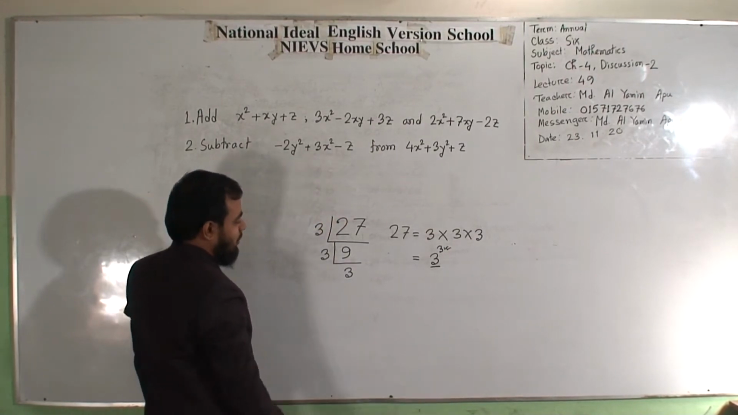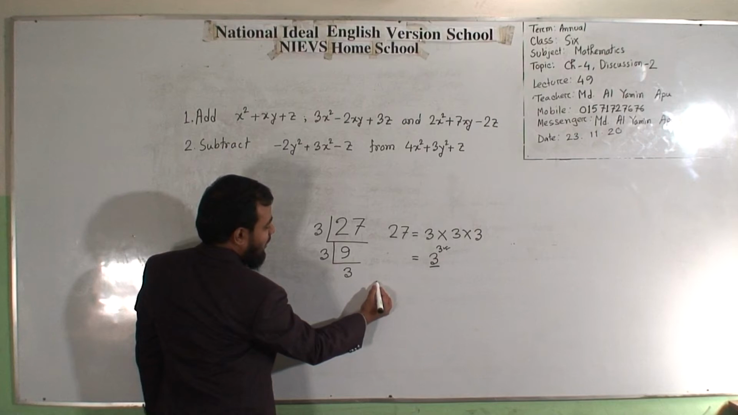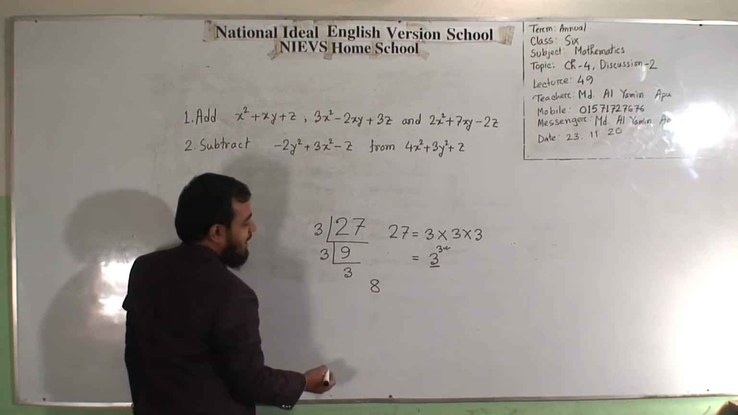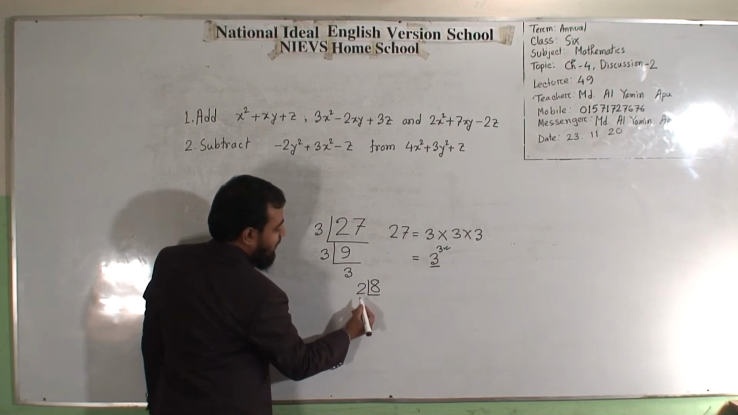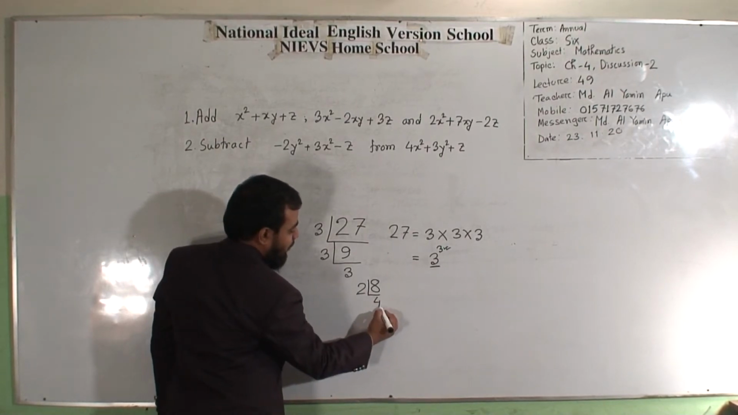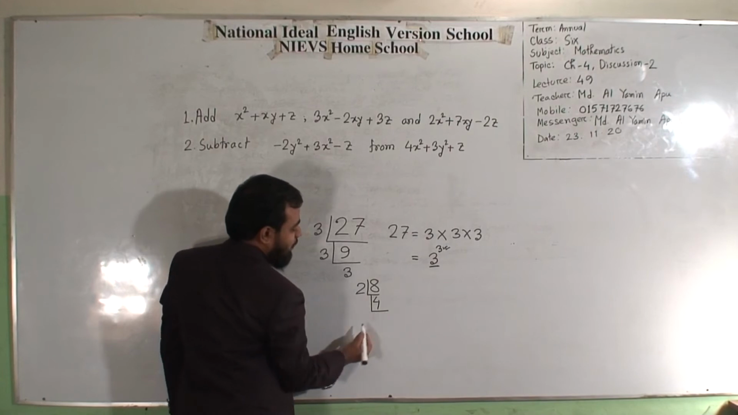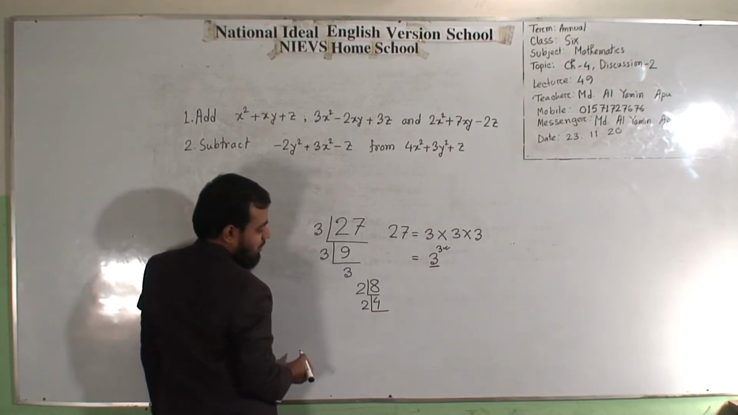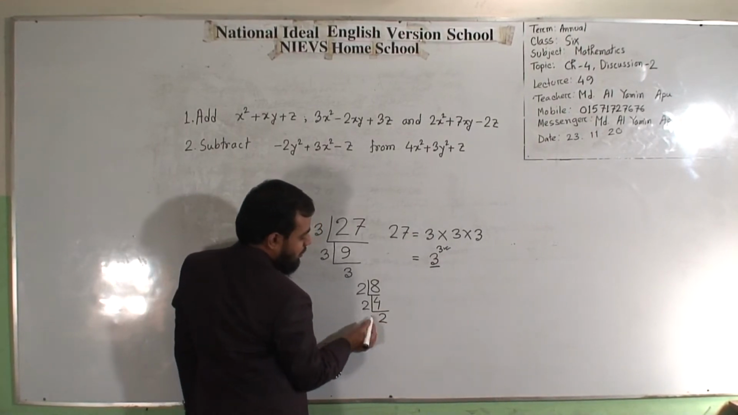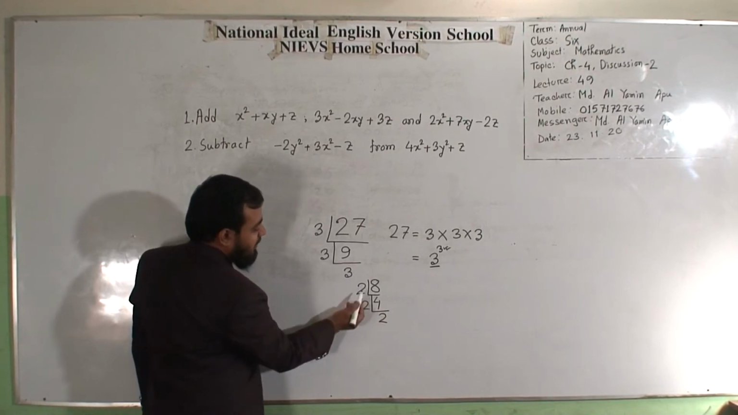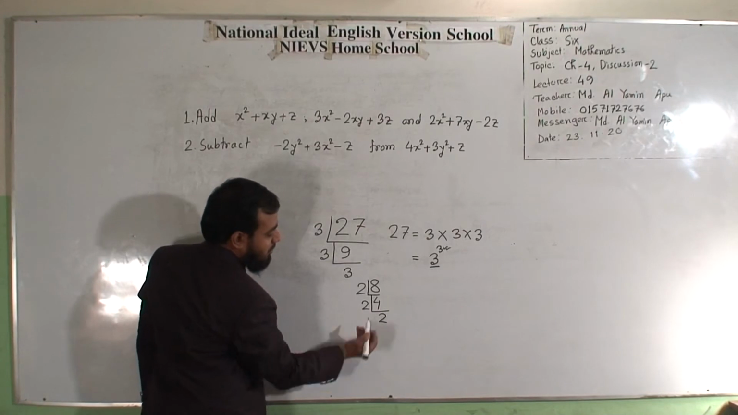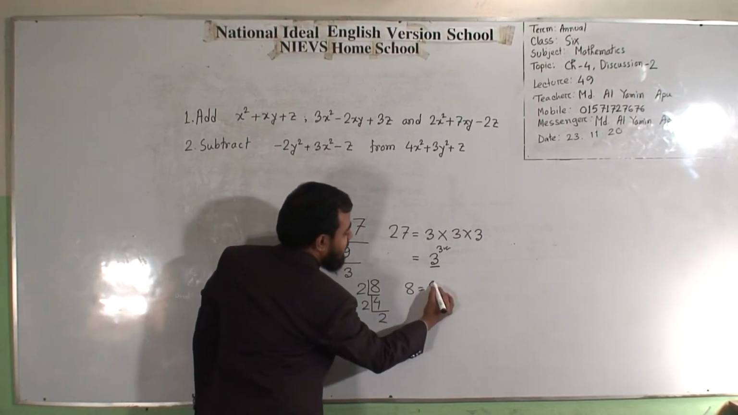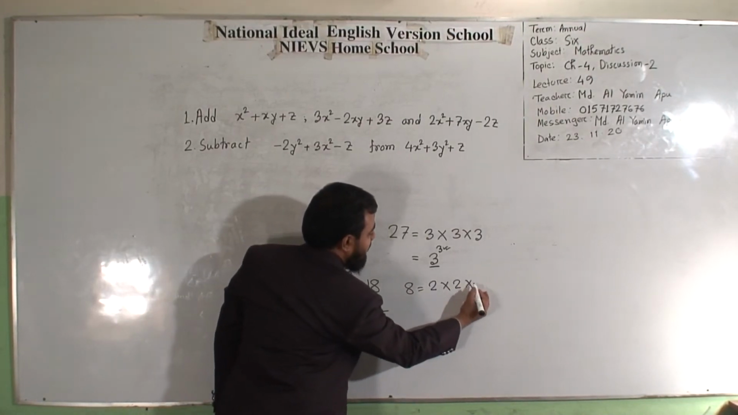Okay, another example. Suppose 8 is a number. We have to write 8 in exponent form. So we can break this 8 by division by 2. We will get 4 because 4 2s are 8. Again, this 4 can be divided by 2. We will get 2 because 2 2s are 4. Okay, so 8 can be written as 2 multiplied by 2 and multiplied by 2. So 8 can be written as 2 times 2 times 2.